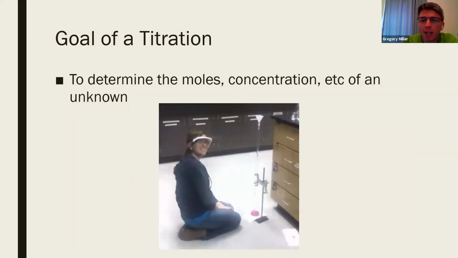So the goal of a titration is to determine the moles, concentration, whatever you're looking for, of an unknown solution. So again, we're back to measuring unknowns. I did this picture of one of her friends doing a titration one time, especially if you're shorter and you're in a lab and you've got this whole titration set up on the lab bench and it reaches really high up. And again, to measure glassware, you want to be at eye level.